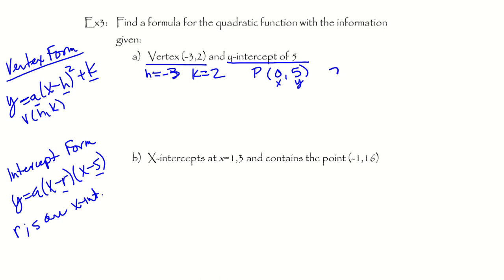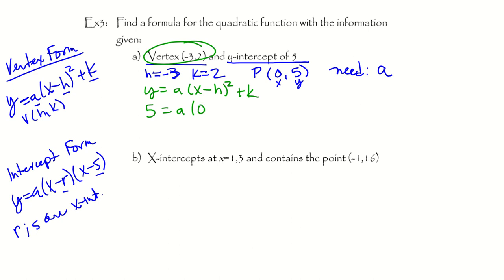What I need in order to write my equation is I need to know what a is. So this is what I can do. If I take vertex form, which is y equals a times (x minus h) squared plus k, and I'm using vertex form because I know the vertex, and I fill in what I've got: I have 5 for y, I need a, I have 0 for x, I have -3 for h, that's a 0 minus -3, which would be squared, and I have 2 for k. That gives me an equation that I could solve for a.